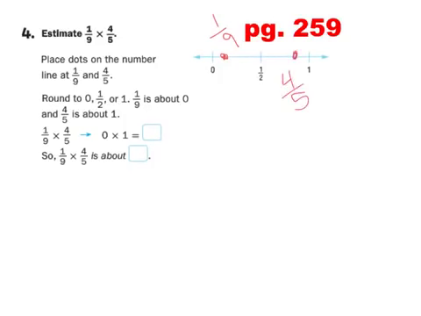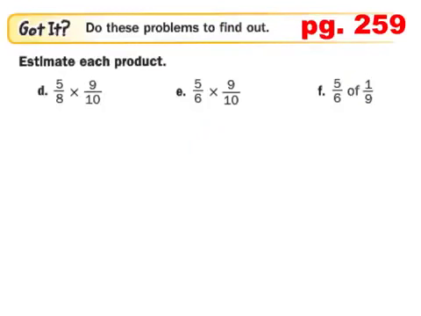Okay, so we're going to round. 1/9 is way at the bottom, so we're going to change that to a 0. 4/5 is way up close to 1. We're going to change that to a 1. But 0 times 1 is 0. My answer isn't going to be 0, but it's going to be really small, close to 0. That's all I need to know, is that it's going to be a very small fraction close to 0.